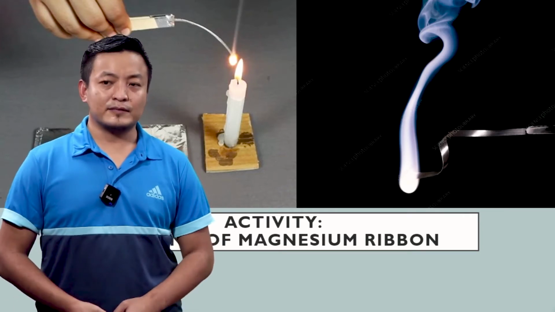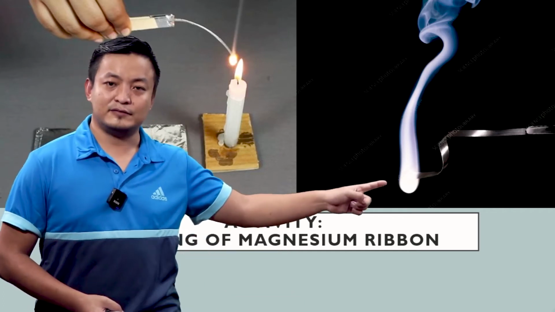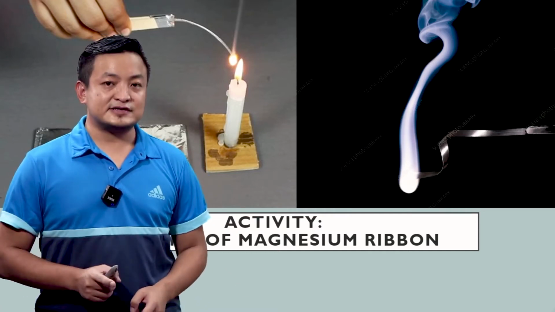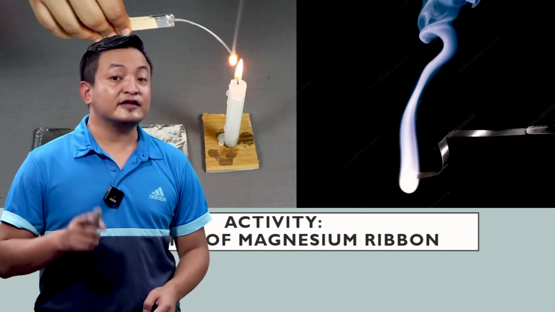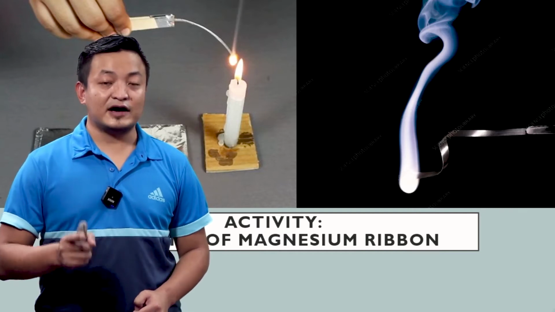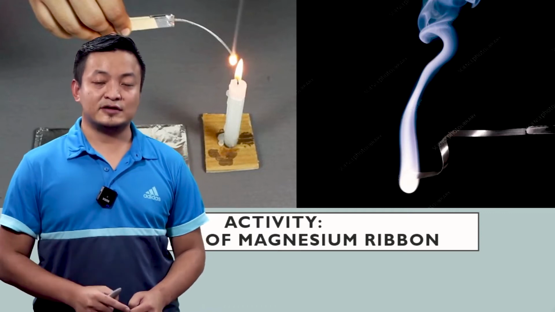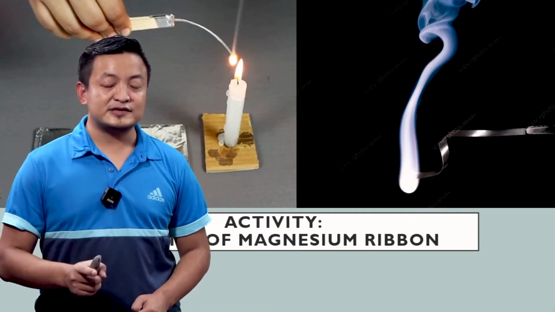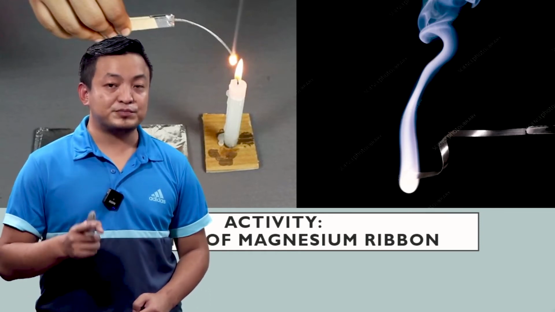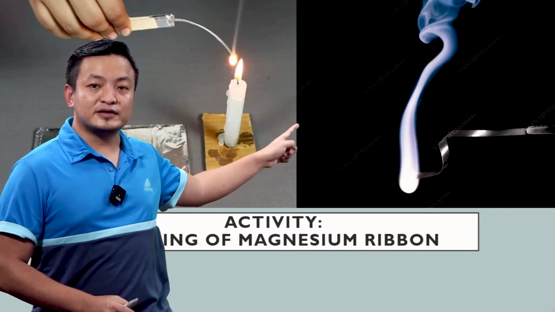What do we see? This magnesium ribbon burns with a white flame. From here, what do we notice? We see that there is an evolution of gas. In our last class, I told you about chemical change. In a chemical change, a chemical reaction takes place, where we will see an evolution of gas and absorption of heat. Here, we are seeing that magnesium is burning in the presence of air.